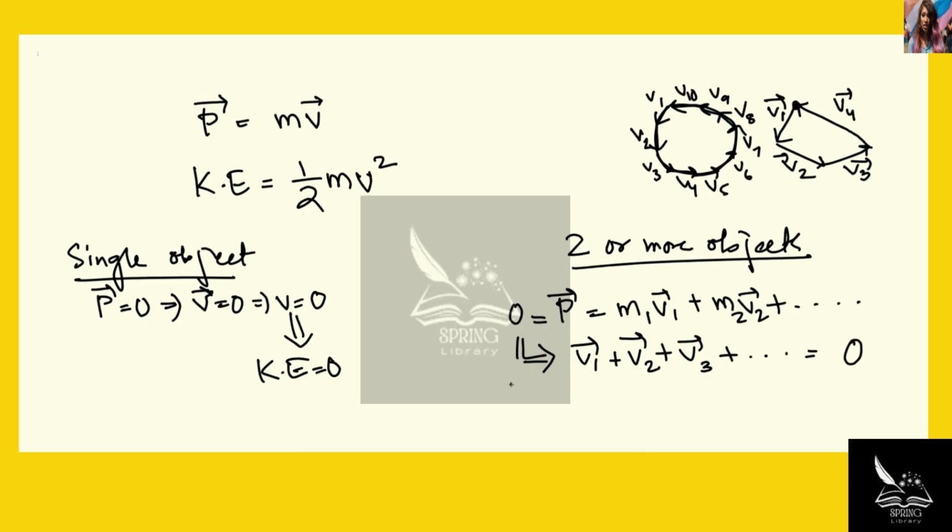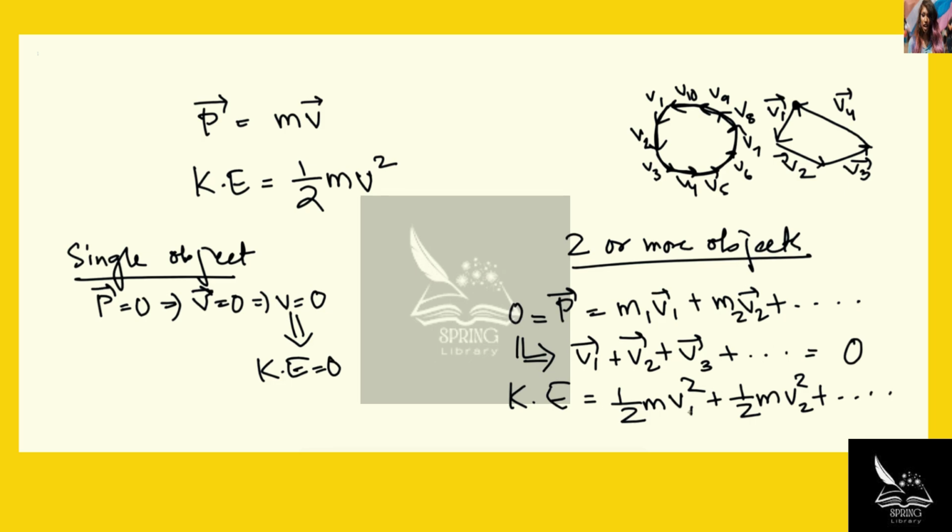However, this doesn't mean that the kinetic energy will be equal to zero, because kinetic energy will just be equal to the kinetic energy of the individual objects. And when you plug in the velocity, you're just substituting the magnitude of each of the velocities of the objects. Therefore, even though the vector sum of the velocities is zero, which results in zero momentum, the kinetic energy for the same objects won't be equal to zero.